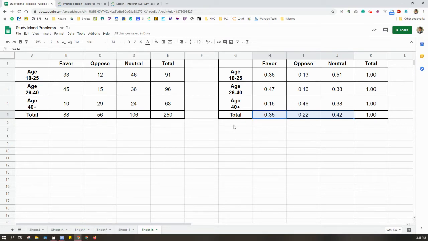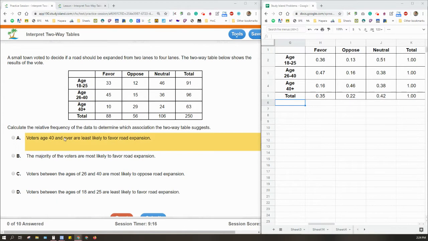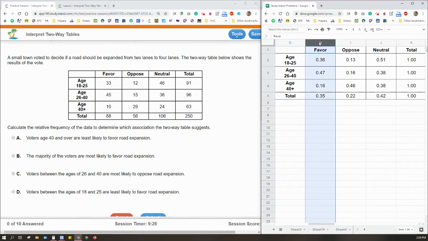So let's put this table right next to our question, and we can start answering. All right, here we go. Let's look at all of these statements and figure out if they are true or false so we know which one to select. A, voters age 40 and over are least likely to favor road expansion. Okay, let's look at the favor road expansion column and find the voters that are 40 and over. Their percent is 0.16. That's 16% of them favor road expansion.